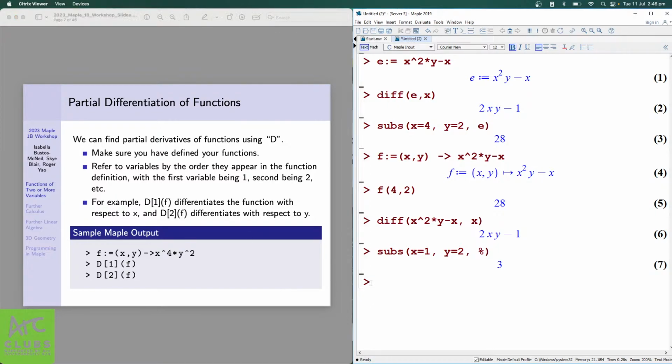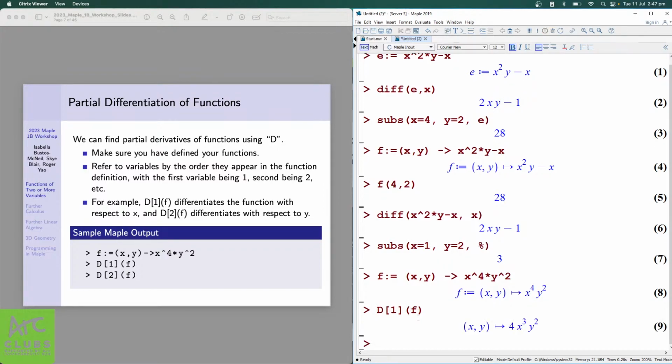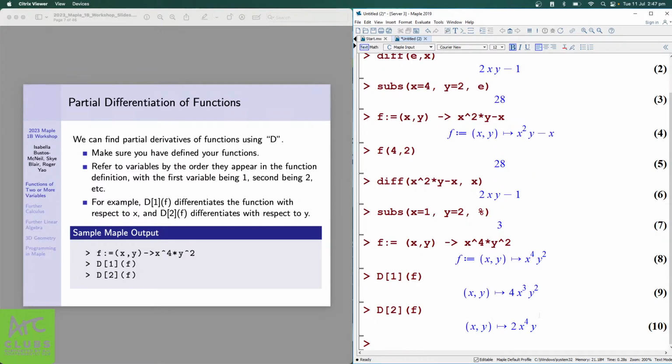So for example, let's define f. It's in terms of x and y, and it goes to x to the power of 4 times y squared. And so you can see we've defined our function here. Say we want to do a partial derivative with respect to x, so we've got that 1 there, f. As you can see, it derives with respect to x, and if we have that 2 in brackets there instead of that 1, we can see that it will differentiate with respect to y.